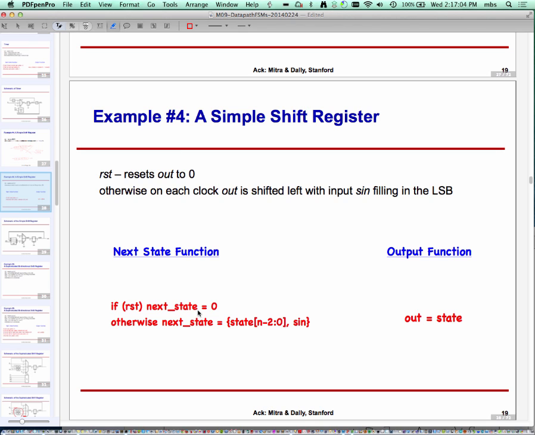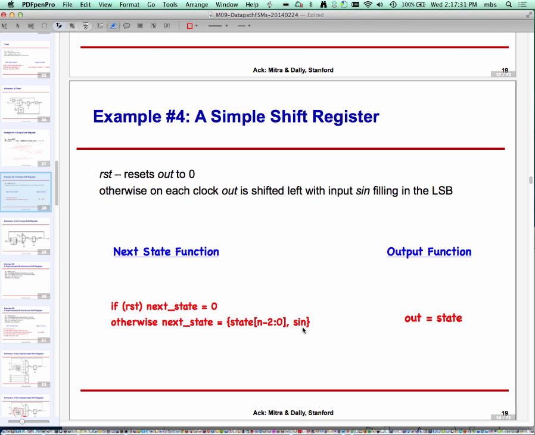Otherwise, next state is, and remember, next state is n-bit, so this is a notation which is used. It's basically saying the upper n minus 1 bits of next state are the same as the lower n minus 1 bits of the current state. So I go from n minus 2 down to 0. And then the lowest bit of next state is going to be SIN.